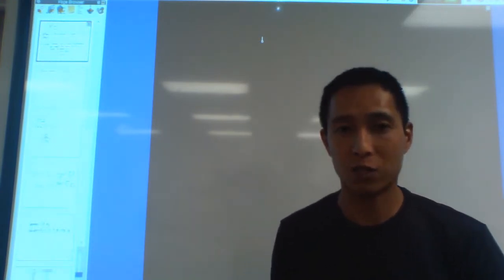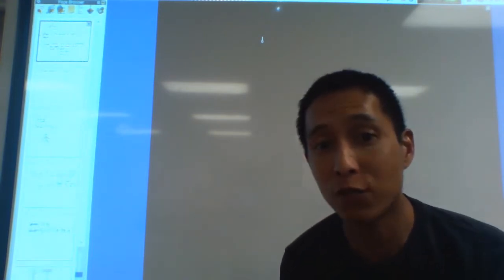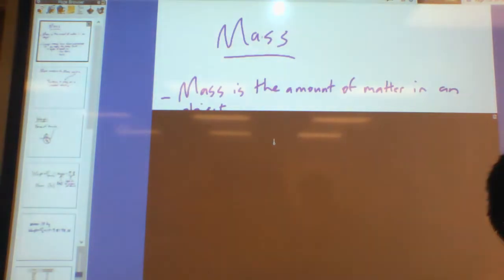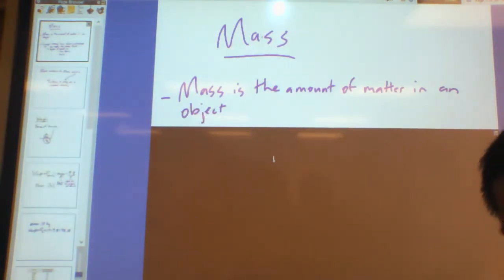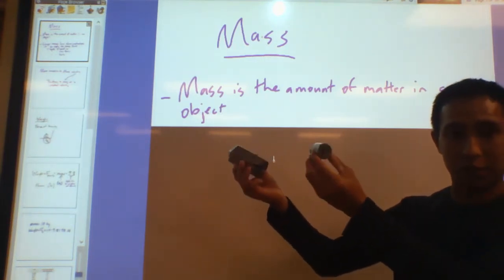All right, so first I'm going to talk about mass, and I'm going to understand what the definition of mass is. All right, so the definition of mass is this. Here's a chemistry definition of mass, right? The chemistry definition of mass is the amount of matter in objects. So say you have these two different objects right here, okay?